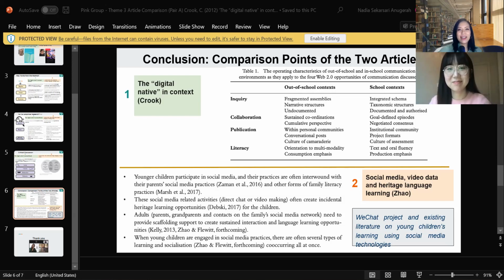Yeah, about the second article, there are four conclusions. First of all, younger children use social media and their practices are frequently intertwined with their parents' use of social media. Secondly, these social media related activities frequently provide youngsters with inadvertent heritage learning chances. Third, adults, be it parents or grandparents or any connections within the family social network, must give scaffolding assistance or guidance to generate opportunities for prolonged interaction and language development. And lastly, when young children engage in social media behaviors, they frequently engage in many forms of learning and socialization at the same time.